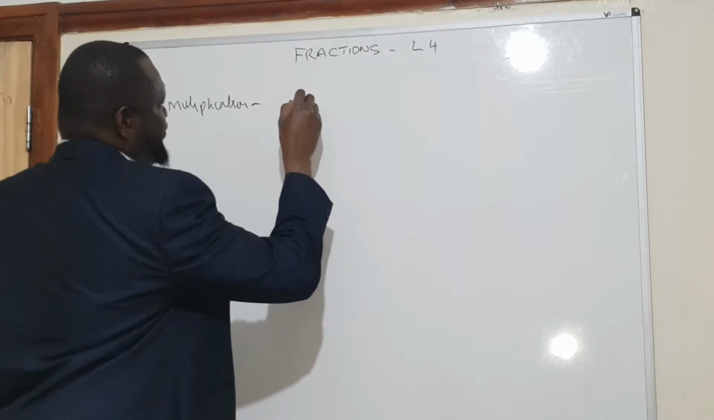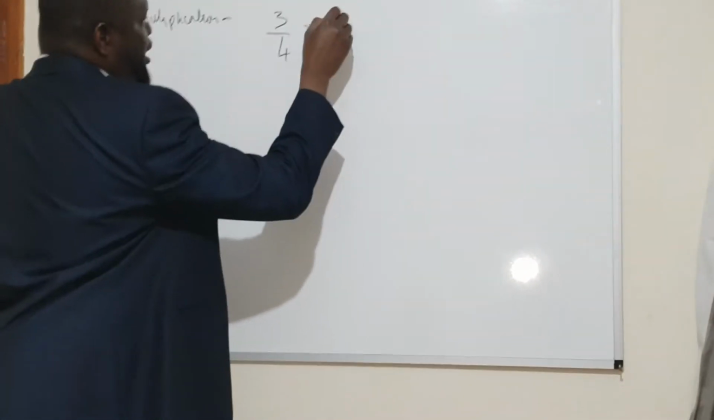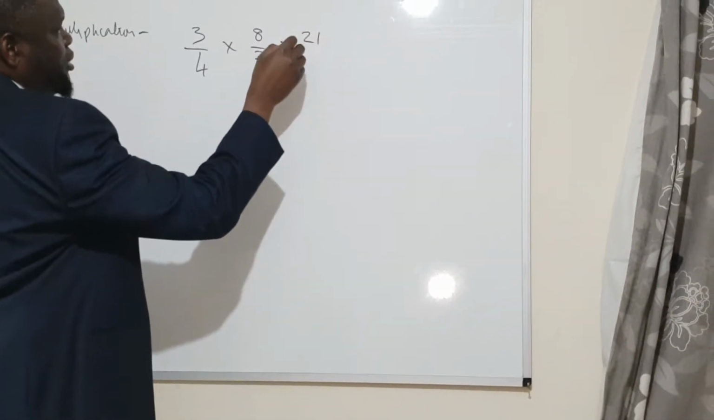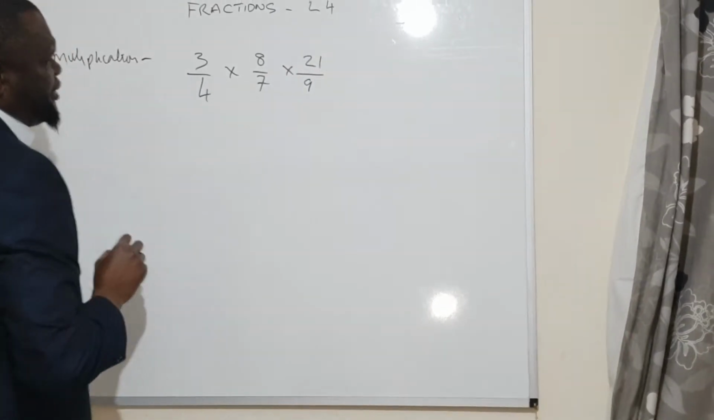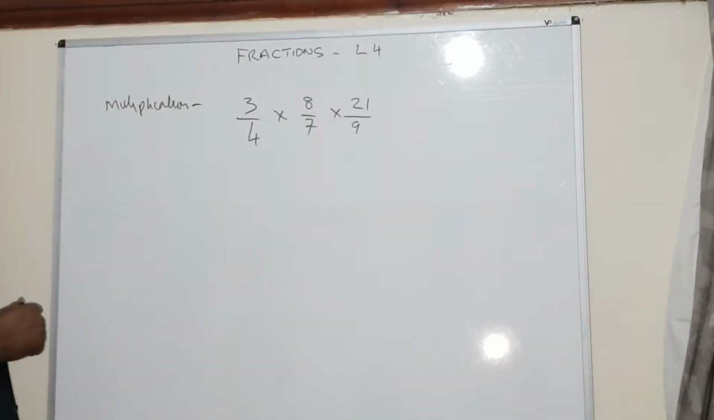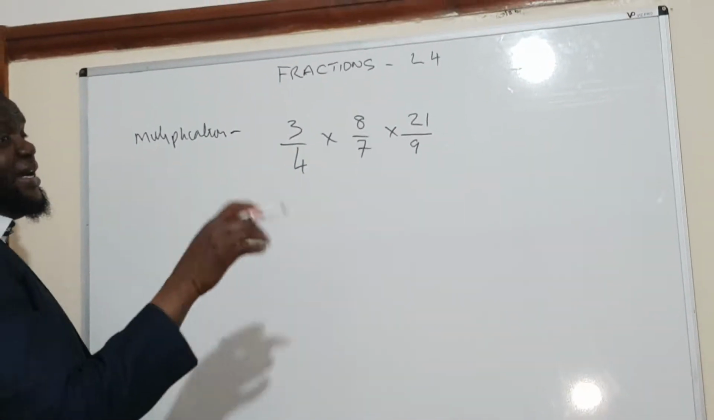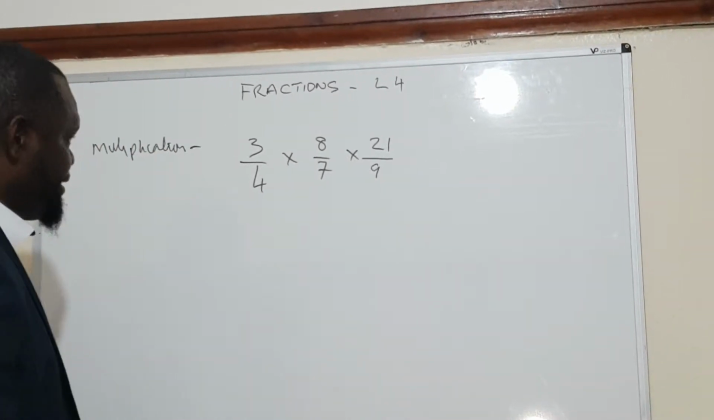Example, let's give you this: 3/4 times 8/7 times 21/9. Let's say three ones first. This is the simplest one. They can make it difficult by putting division, but we haven't done division yet.